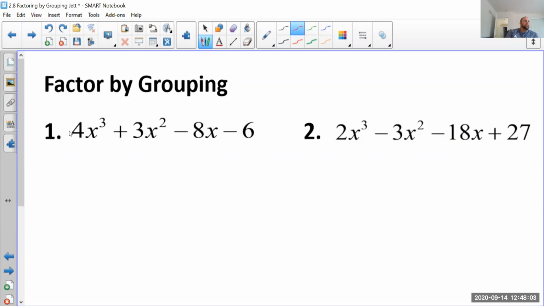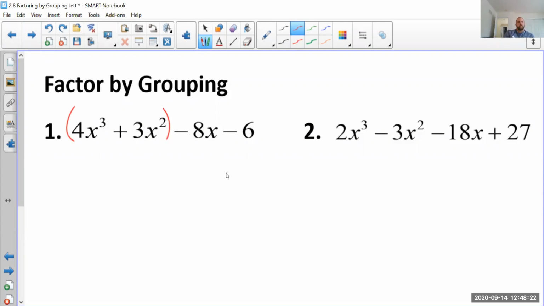All right, let's try this first one together. So first step, is there a GCF here for the whole thing? No. 4, 3, 8, and 6. There's no number that goes into all those. 6 doesn't have an x, so I'm good there. So first thing I'm going to do, group.